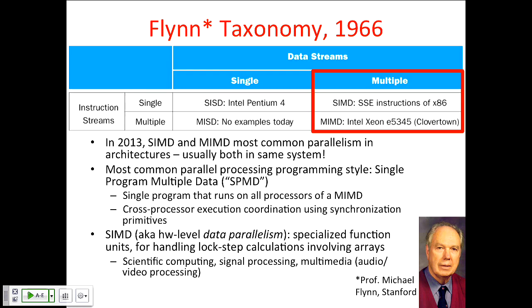So this taxonomy is named after Michael Flynn, who's a professor, still a professor, emeritus professor at Stanford, still active, working in computer architecture. But he came up with this simple taxonomy back in 1966, and these terms have stuck. They seem useful. People still keep using SIMD and MIMD as these terms to describe these kinds of parallelism.